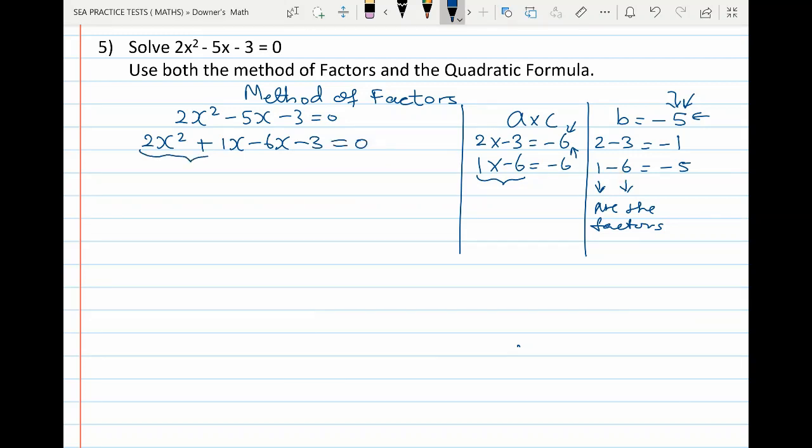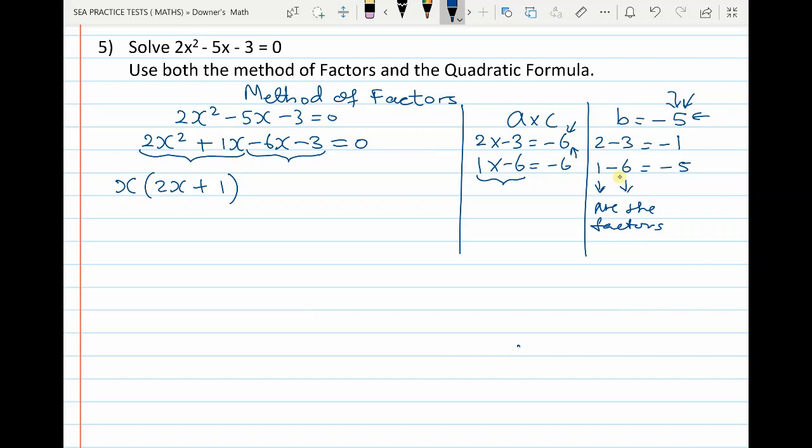Now we continue using factorization by grouping, right? Utilizing these two groups. So from the first group, we're going to take out x, and we're going to get 2x plus 1.